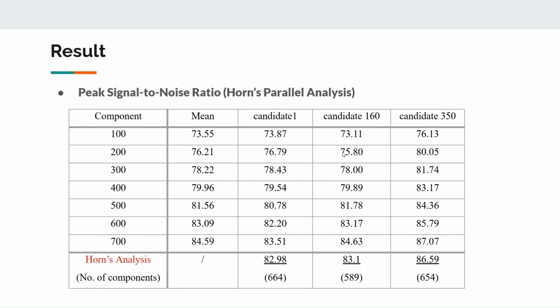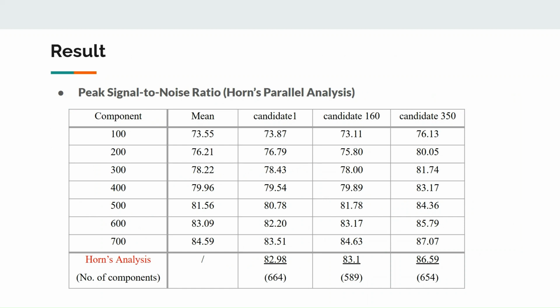To measure reconstruction quality, we use PSNR between the original resized images and the recovered images. This table shows PSNR values for choosing different numbers of components to reconstruct the images. With 100 components, the mean PSNR for all 1,902 images was 73.55, improving to 84.59 with 700 components.